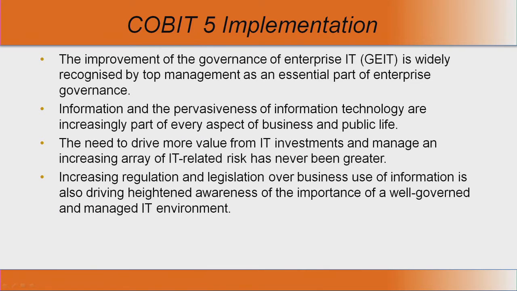Now, we have seen what COBIT is, but how is it implemented? So, the improvement of governance of enterprise IT. Governance of enterprise IT is called GEIT. There is also a certification by ISACA, which is CGEIT, which is widely recognized by top management as an essential part of enterprise governance. So, governance of enterprise IT is viewed by the top management as a very important aspect of enterprise governance.